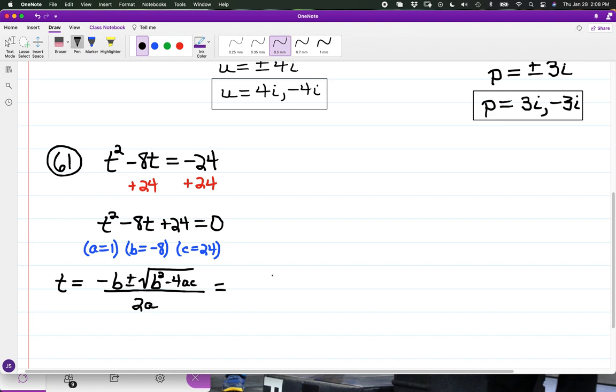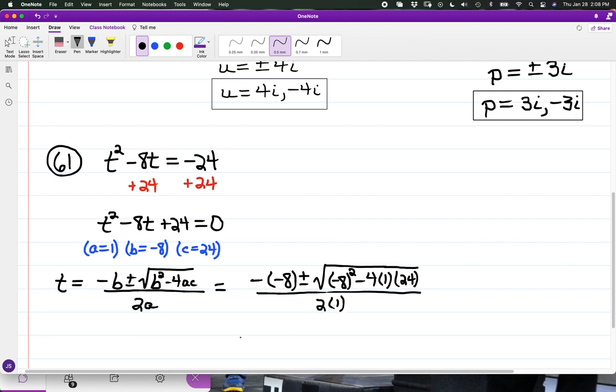So for negative b, this is going to translate out to the opposite sign of negative 8. And you have plus or minus the square root. Now we have a b squared, so we have the square of negative 8, and you have minus 4ac. So you have minus 4 times 1 times 24, all over 2a. So you have 2 times 1.